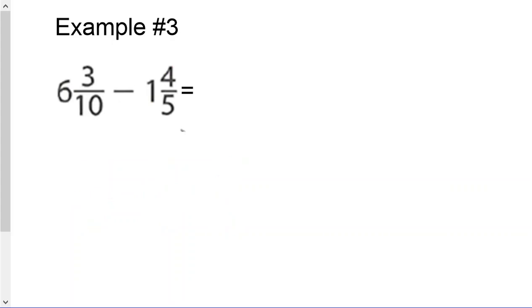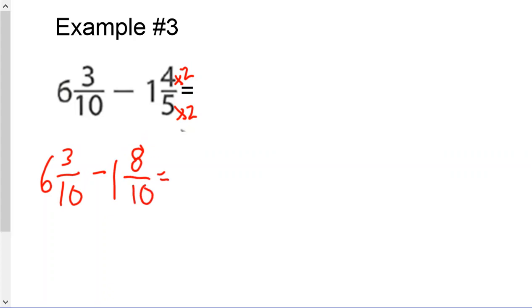All right, mixed number. Here we go. 6 and 3/10 minus 1 and 4/5. All right, so again, we do not have common denominators, so we got to work to find some common denominators. And I know that 5 goes into 10 2 times, so what I'm going to do is I'm going to use 10 as my denominator, and now we will have 6 and 3/10 minus 1 and 8/10.